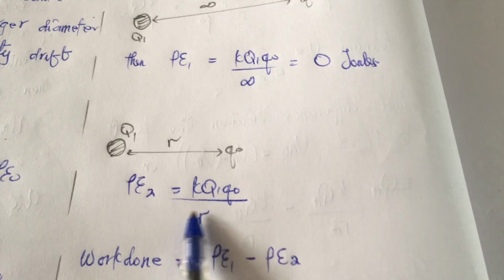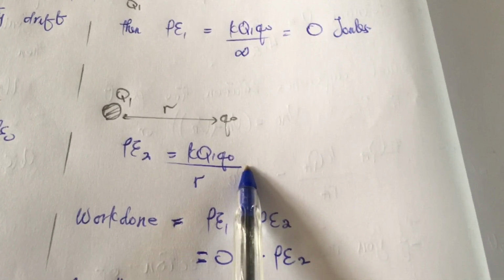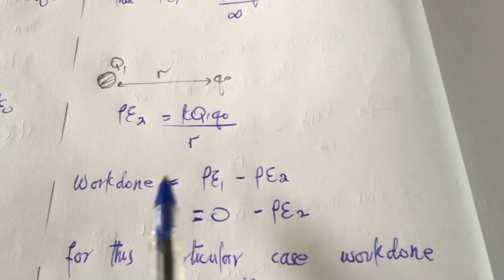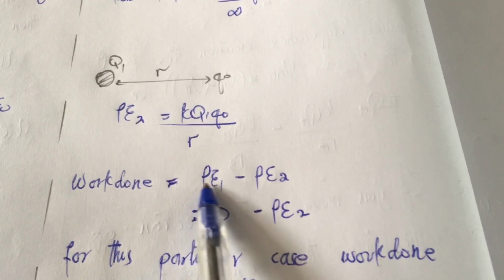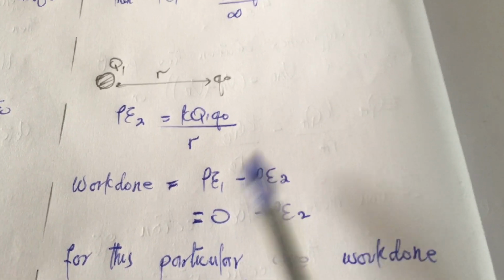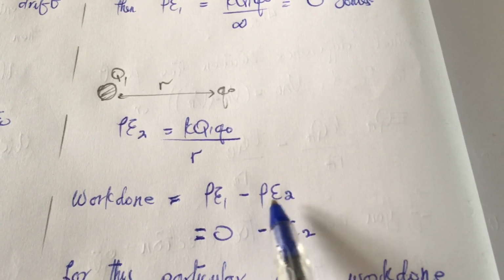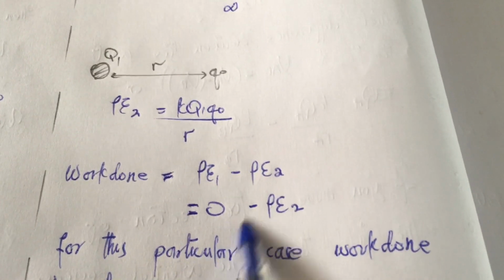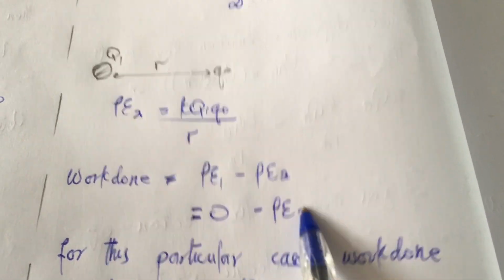Then our test charge divided by what? Our R. Okay, then from there, our work done is equal to what? As I said earlier, we already know the formula: our work done is equal to the initial potential energy minus the final potential energy, and here we take the initial potential energy to be 0 minus the final potential energy.